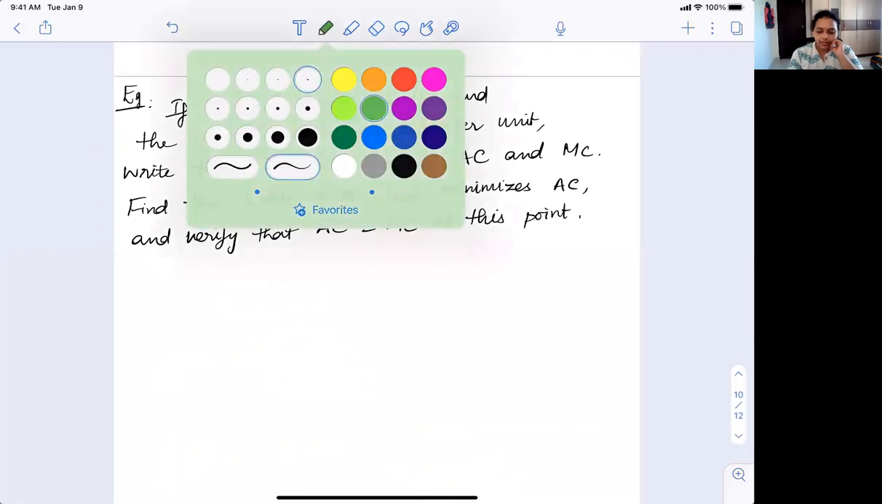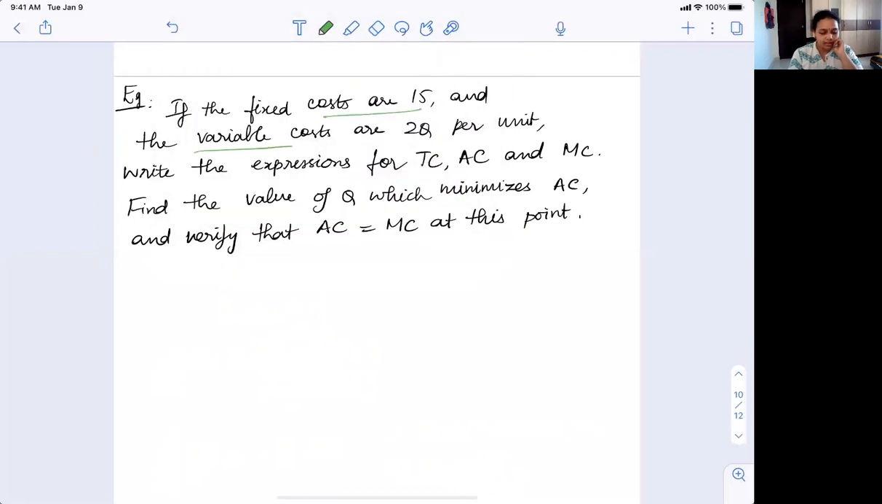So if the fixed costs are 15 and if the variable costs are 2Q per unit, write down the expressions for TC, AC, and MC. So I will help you write down the total cost function. We know that the total cost is just fixed cost plus variable costs. So fixed costs are those that do not vary with the quantity. They're just a given lump sum amount that you have to incur. Say something like the rent that you pay for an office or for a factory, and that is immaterial of the amount of goods that you produce there.